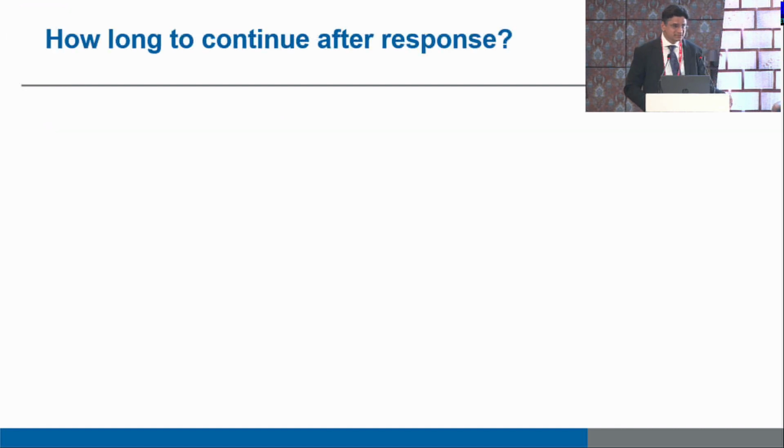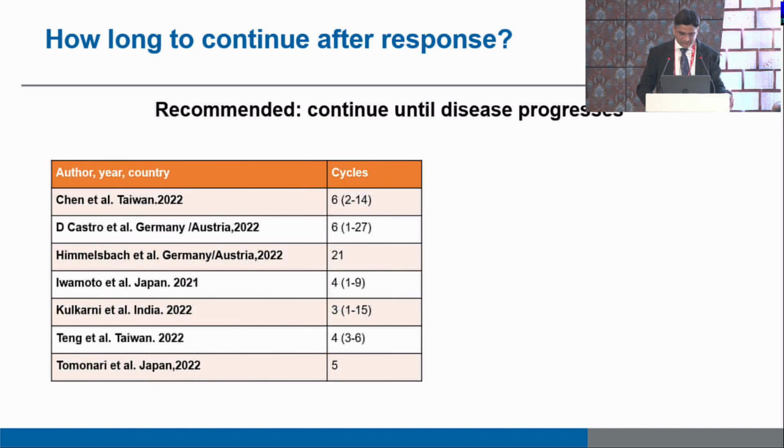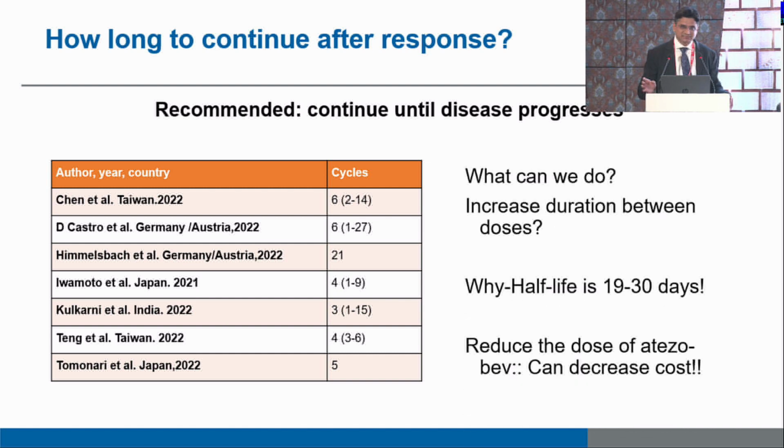So how long do we continue the therapy? The recommended is to continue until the disease progresses. But there are certain studies. The median number of cycles the patient received was 3 to 6. So what we do when the patient achieves a response, we increase the duration between the drugs, either 30 days or 5 weeks or 6 weeks, because the half-life of the drug is 19 to 30 days.